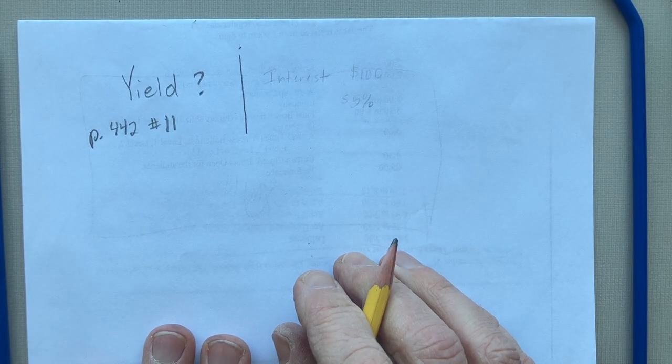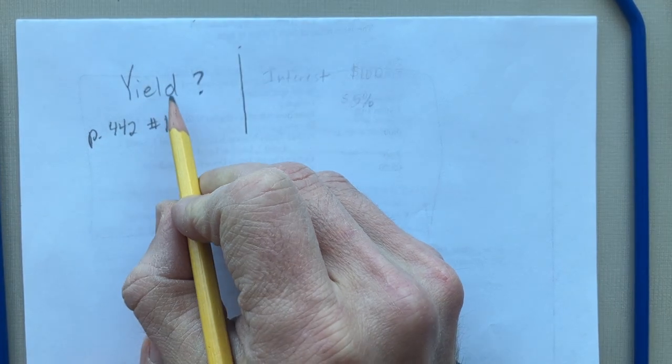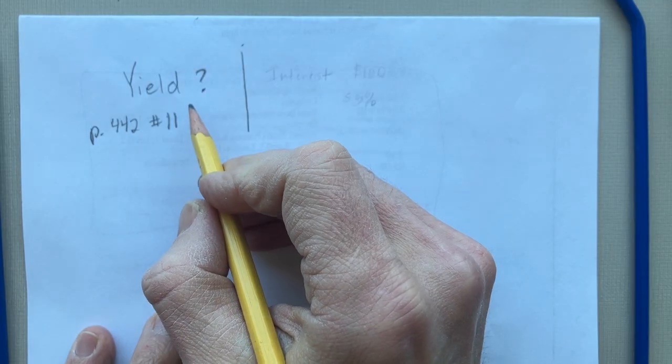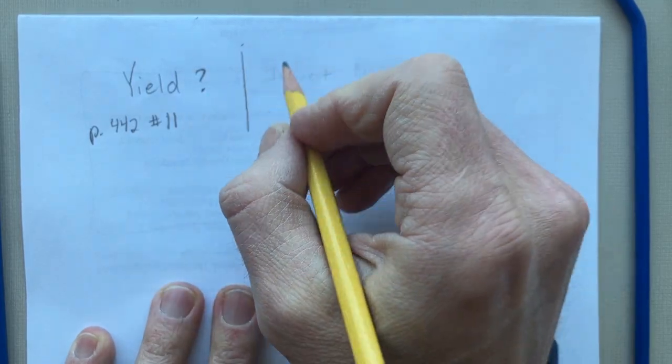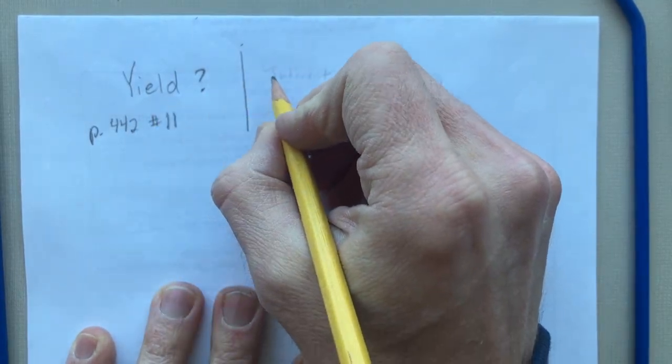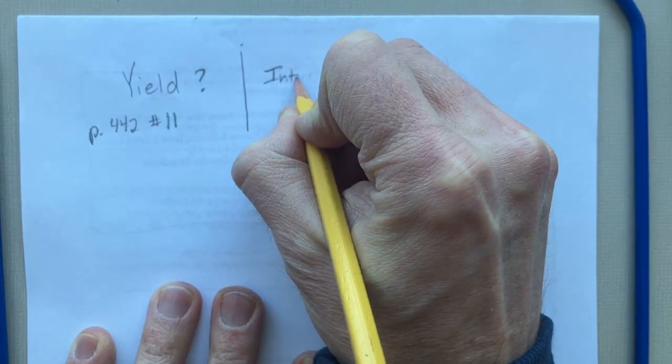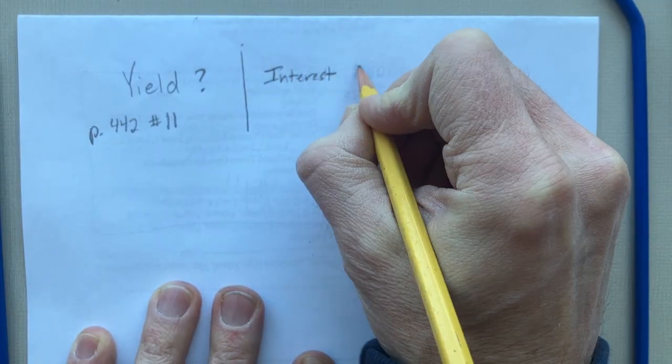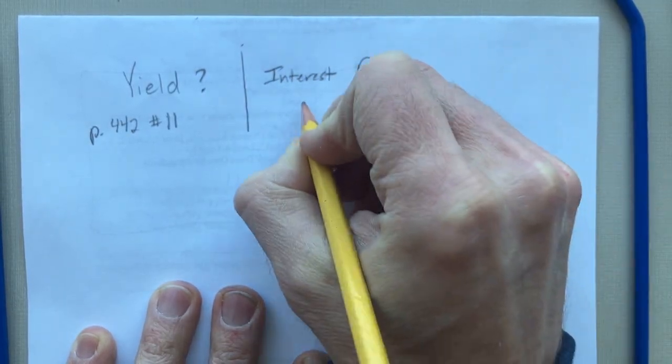Problem 11 on page 442 asks you to find the effective annual yield of an account. First, I want to explain what yield means and how it is different from interest. The interest rate is given at 5%.